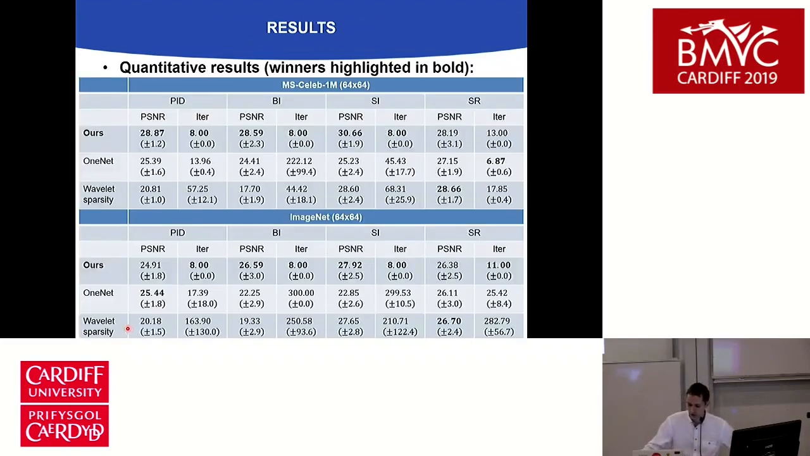So here are the quantitative results. You can see that our method achieves really good PSNR scores, many times better ones than the original procedures, while also using a smaller iteration count. For example, consider this case: just by changing the training procedure, the result of the original OneNet was boosted from 24 to 28, while the iteration count was reduced from 222 to just 8. So the big picture is that our method either wins or at least is competitive with the original procedures, but with a greatly reduced iteration count.